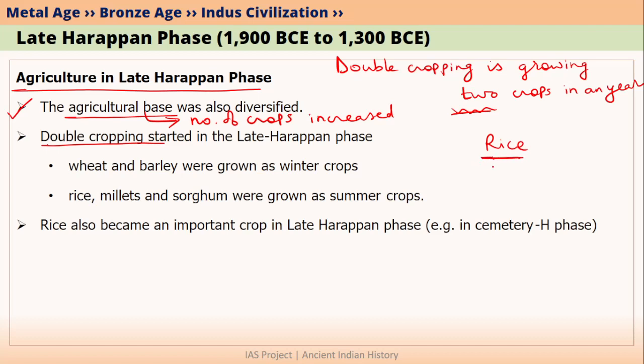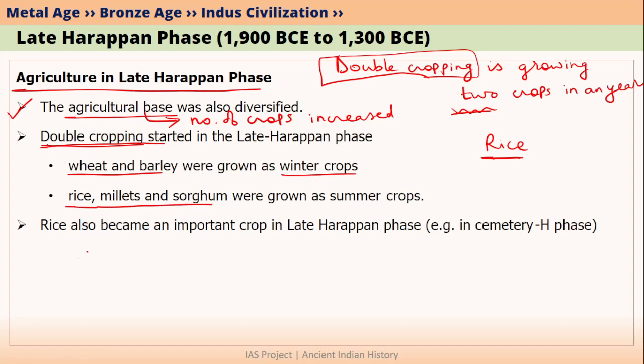In China also, mostly triple cropping of rice is practiced. This term is very important from the point of view of geography as well as economy. So double cropping was practiced by late Harappan phase people. They grew wheat and barley as winter crops, and in summer they grew rice, millets and sorghum.